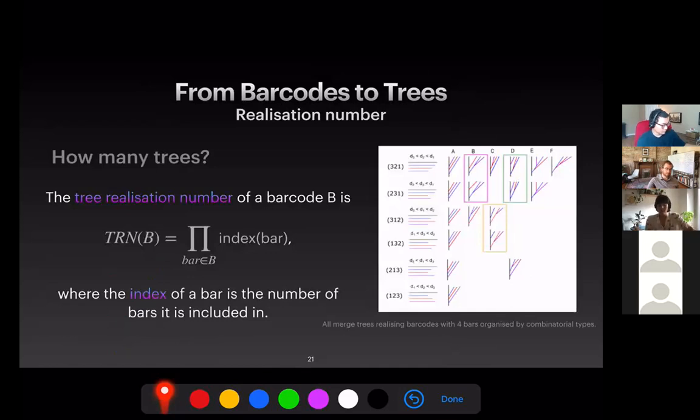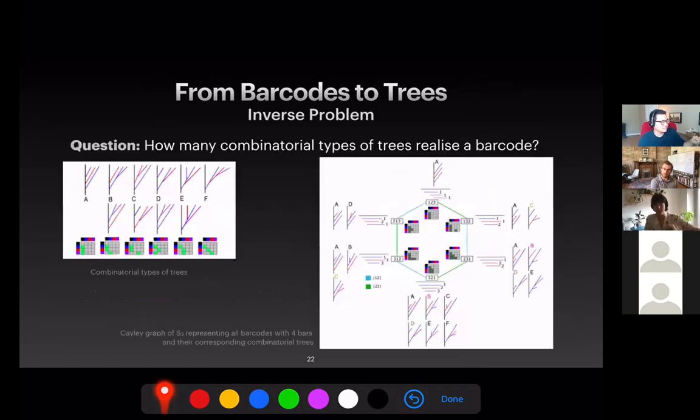So the tree realization number of a barcode is the product of the indices of the bars, where the index of a bar is the number of bars it's included in. This we observed with Lida and Catherine, and then we later realized that Justin had also seen the same thing independently. But again, you can see this here for all the barcodes indexed by the permutation type here. This is basically the same thing classified, except that you don't see it as the recursive construction anymore. Something that I prefer to show is this one.